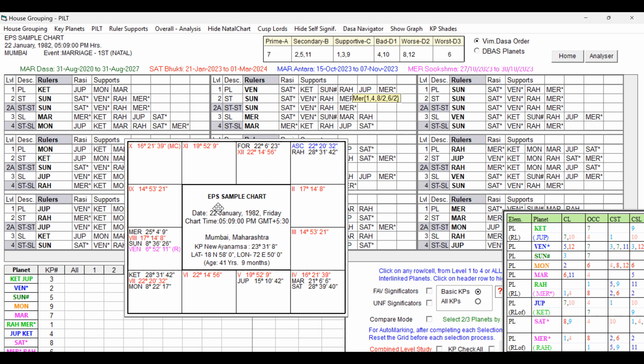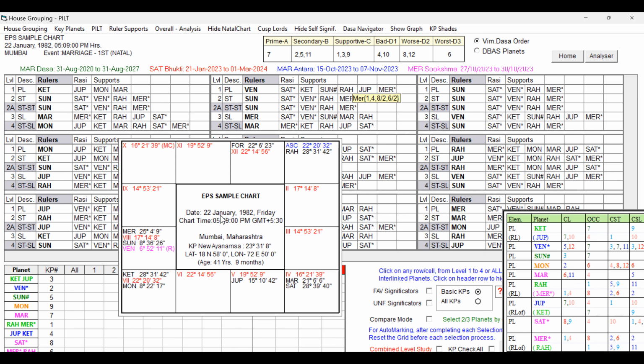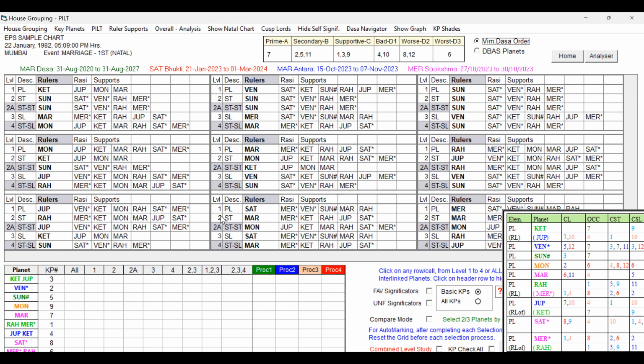You can keep it anywhere. That option is also there. The option is present. So a combined study with the EPS table along with the birth natal chart is more recommended. So now let us talk about the steps.